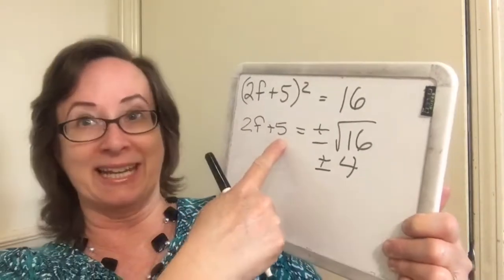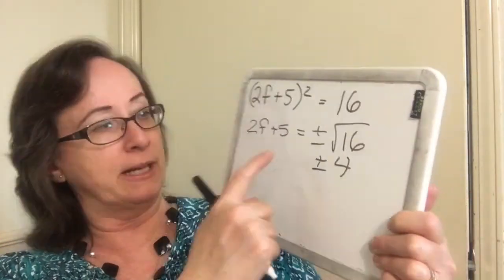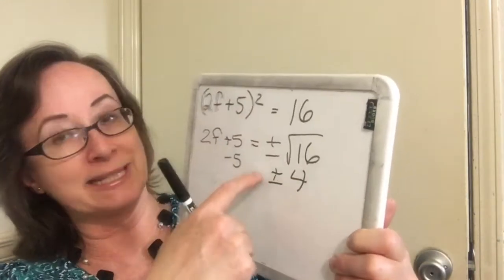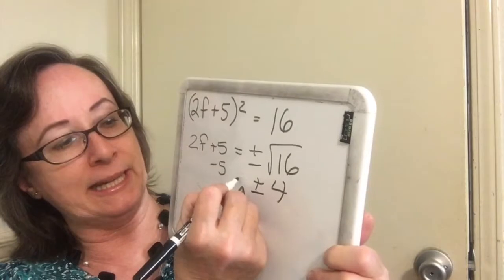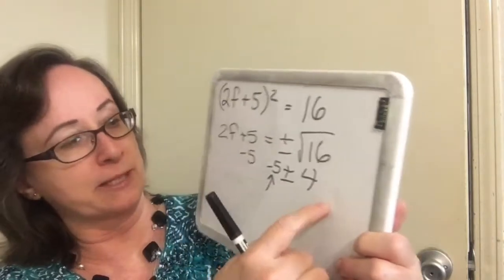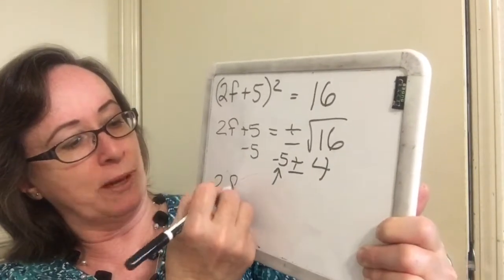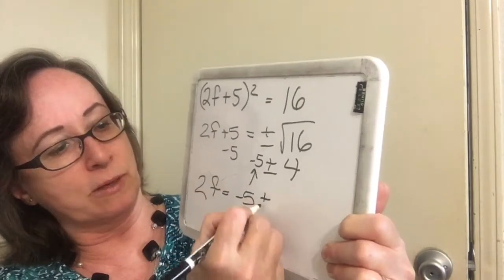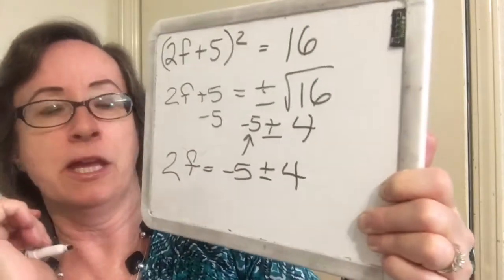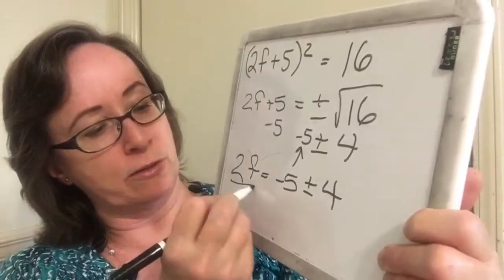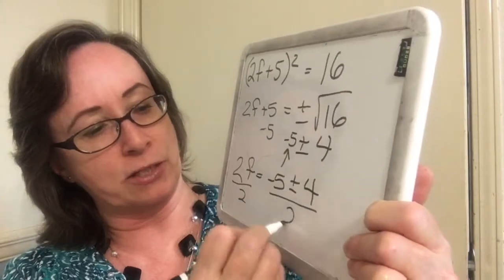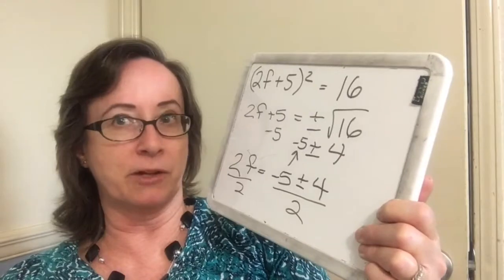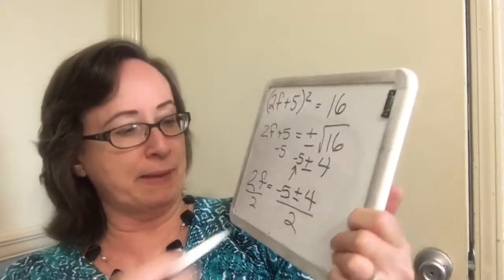So now I've got to get rid of, I'm trying to get to my f, right? So I'm going to get rid of my 5. So I'm going to subtract a 5, and I'm going to subtract a 5 right in here in front of my plus or minus 4. So let's clean that up. We have 2f is equal to negative 5 plus or minus 4. Okay, so then we're going to divide everything by 2. Now, since both of these are real parts, we can leave them under 1, 2. But let's clean up that answer.